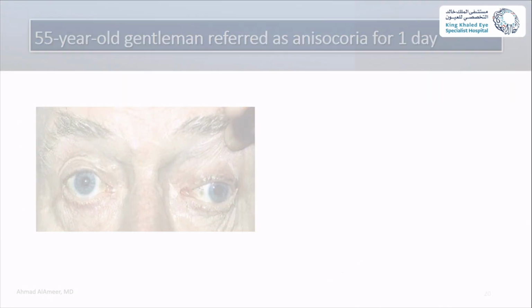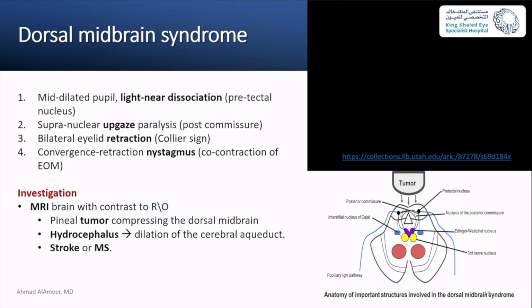Okay. Is it clear, the light near dissociation and the dorsal midbrain syndrome? You understand now why the patient has supranuclear upgaze palsy and light near dissociation, right? Okay, the question now is how to differentiate between supranuclear disorder and nuclear or infranuclear.